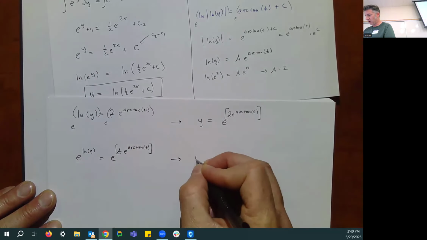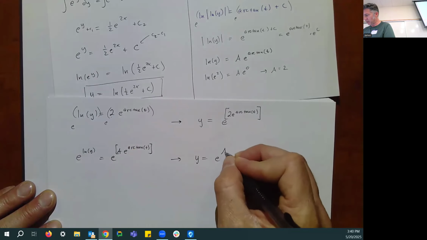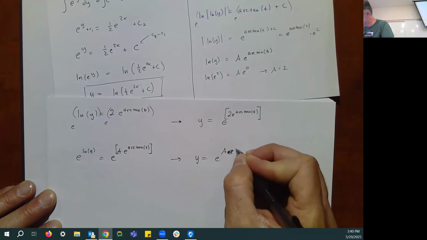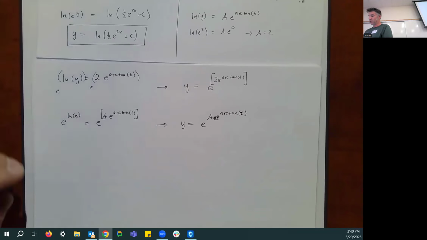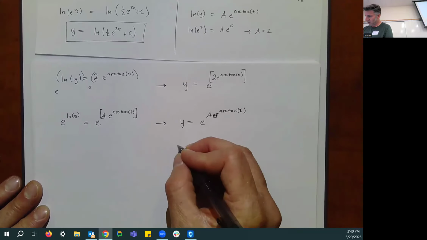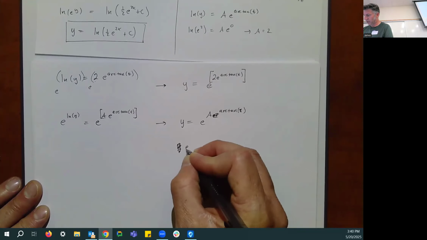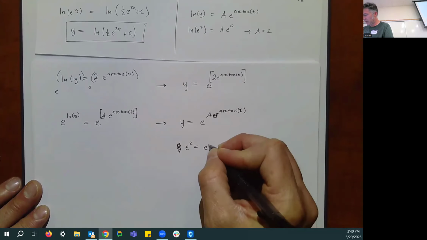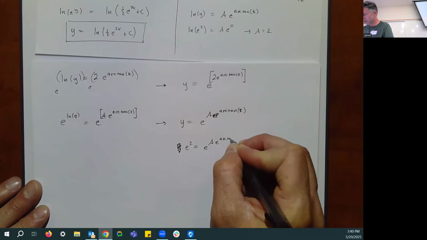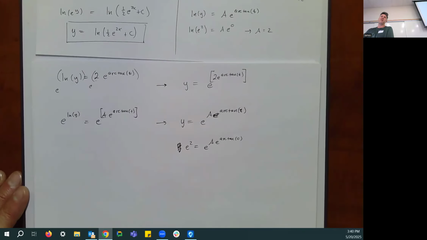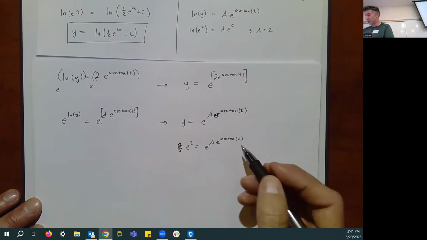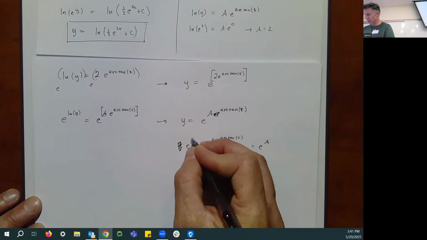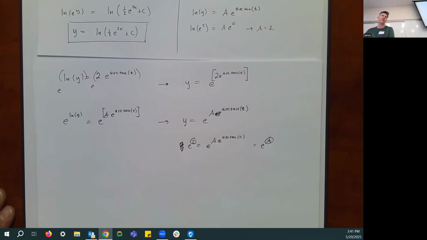So I end up getting y equal to e to the a times e to the arctangent of t. Sorry, I said 2 before, apologies. Then I can plug in my initial condition, y equal to e squared, and that's equal to e to the a times e to the arctangent of 0. The result is the same, because arctangent of 0 is 0, e to the 0 is 1, and a times 1 is a. So you end up with just e to the a, which means a has to equal 2. So we still get a equal to 2 that way.